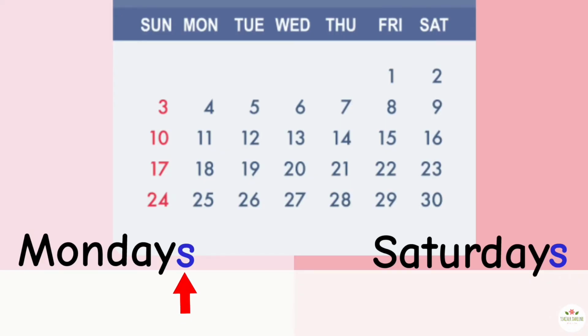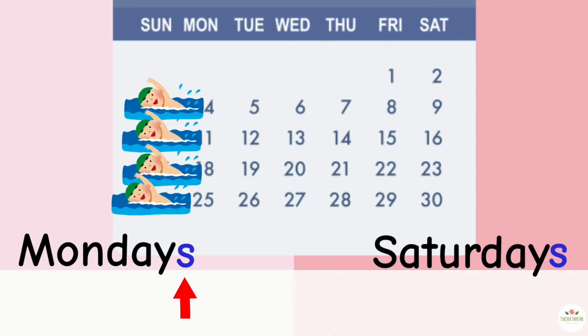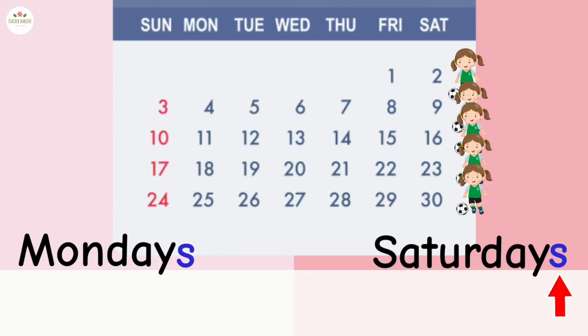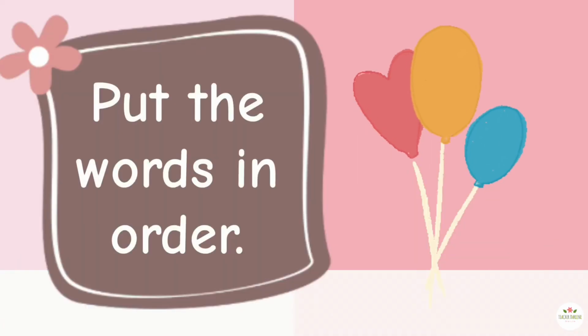We put S at the end of the word Monday to show that the activity is done every Monday. We put S at the end of the word Saturday to show that the activity is done every Saturday. Let's practice. Put the words in order.